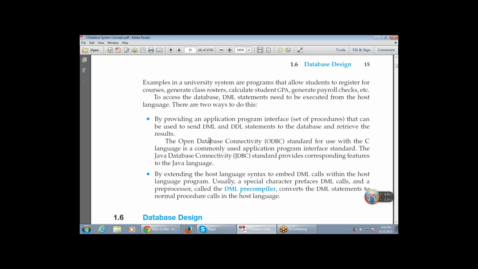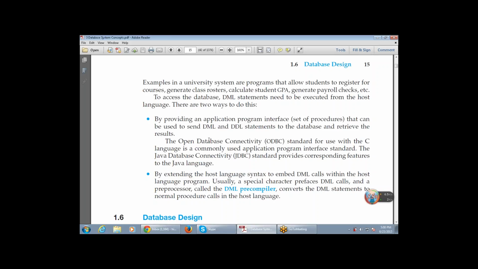The last line says the DML precompiler converts the DML statement to the normal procedure. So there is a conversion that turns the DML statement, or the execution part, into normal procedure calls in the host language. There are two methods using the DML precompiler, using ODBC and JDBC.